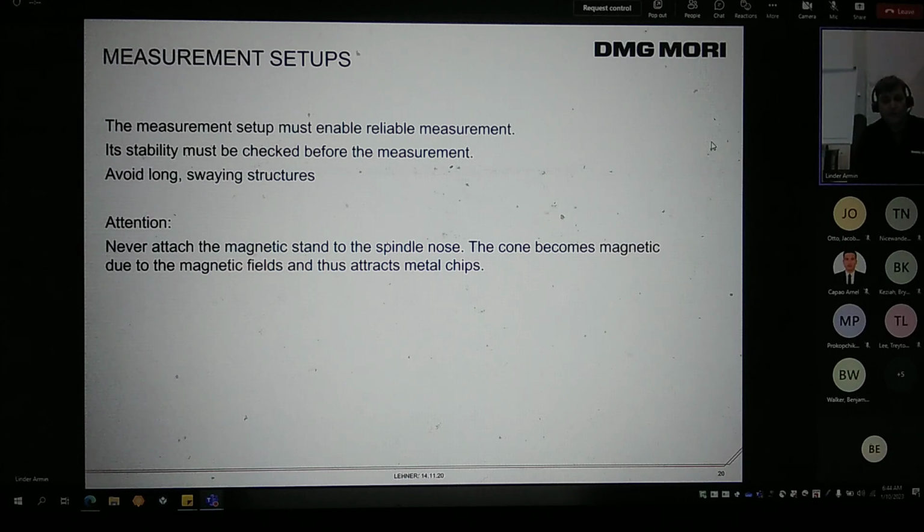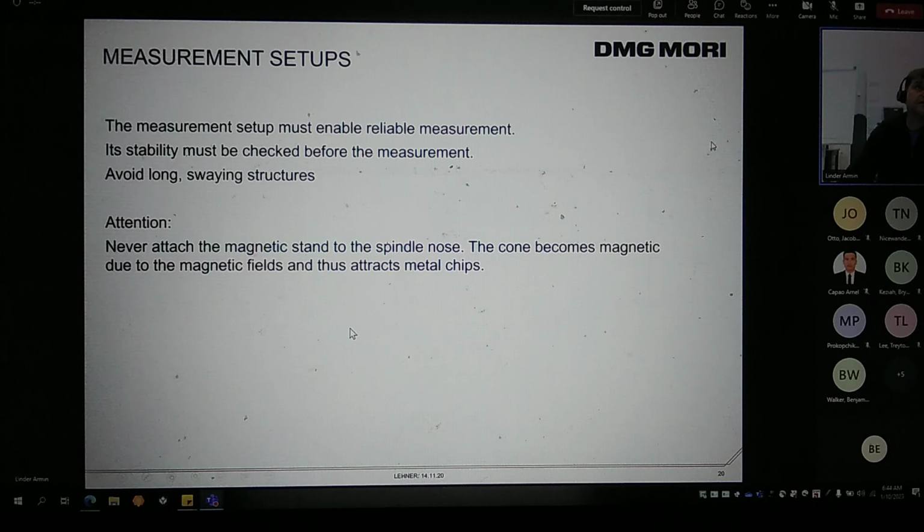If you have a too long setup, then you have a bigger influence from weight and gravity.